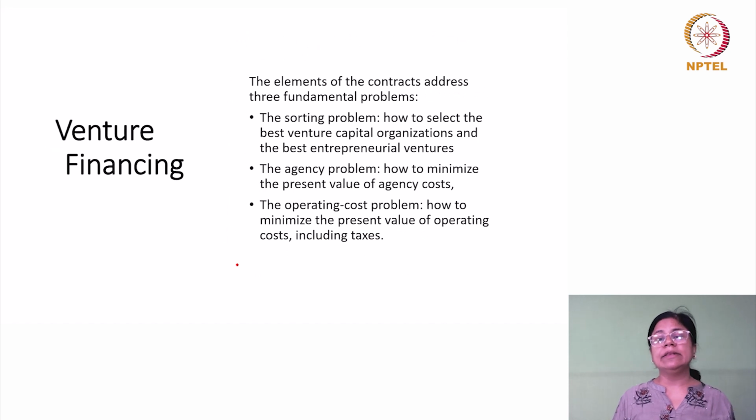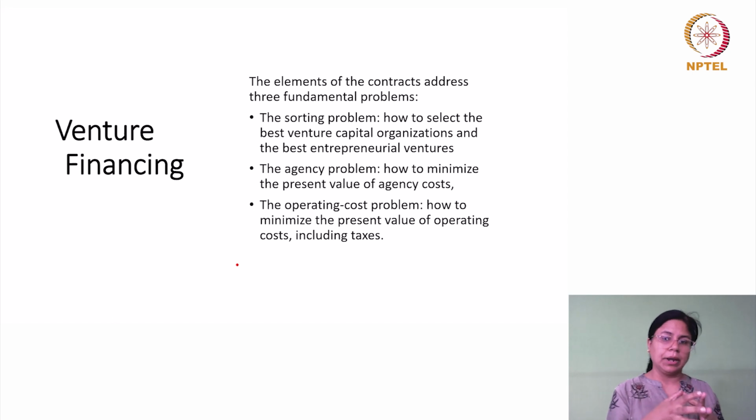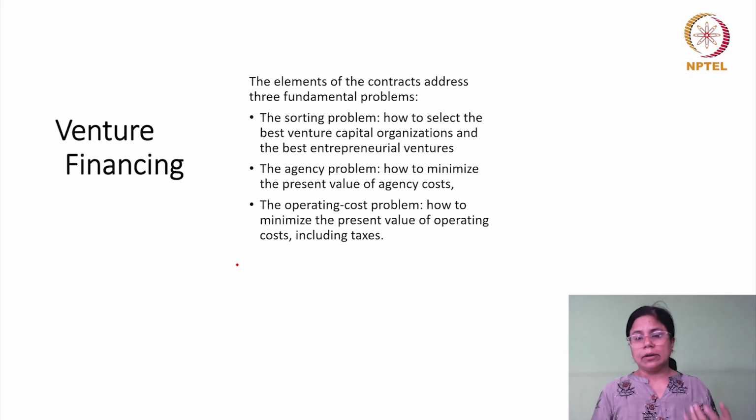So then in this case, the element of the contract which we are looking at will be very important. The element of the contract can look at the sorting problem, agency problem, and operating cost problem. So what is the sorting problem?